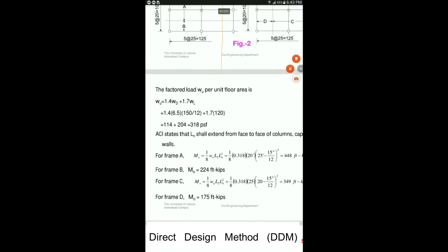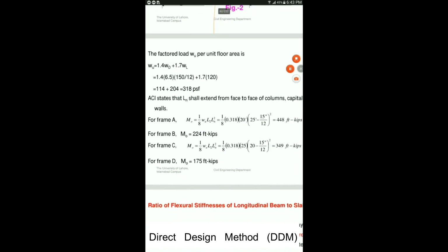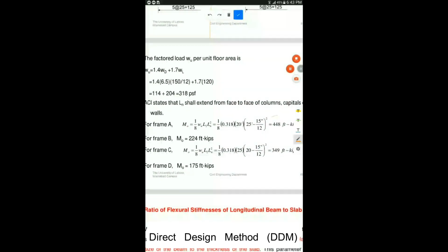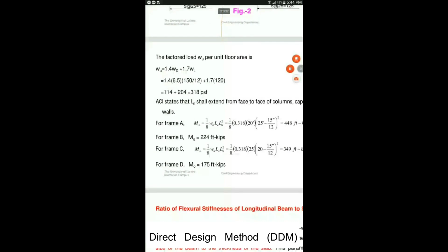So now for equivalent rigid frame B, because you can see in the figure equivalent rigid frame B is basically half of the equivalent rigid frame A. So the total factored static moment will be half of this one. So you just need to divide this value, 448, by 2, and you are going to get 224 feet kips.